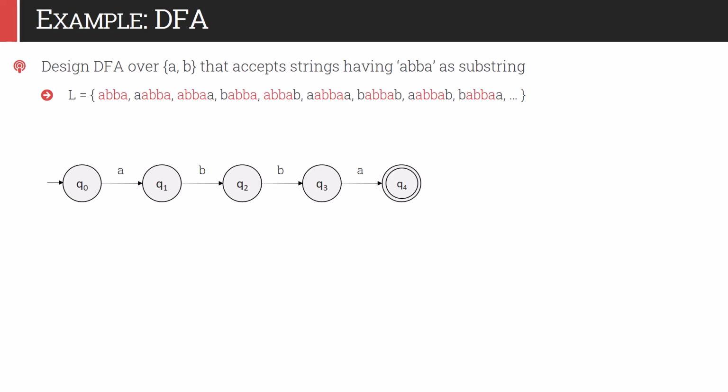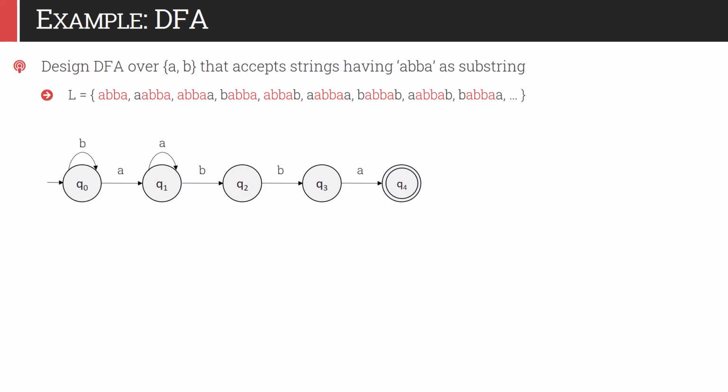From Q0, can we have a self loop of B? Yes, it is possible, because after reading any number of B's, to go to the final state, we must read ABBA. From Q1, the arc of B is already there. Can we have a self loop of A on Q1? That is also possible, because if I read the first A from Q0 to Q1, and after that I read 10 A's from Q1 using the self loop, to terminate, I must read BBA after that. So the string definitely has ABBA as a part of it.